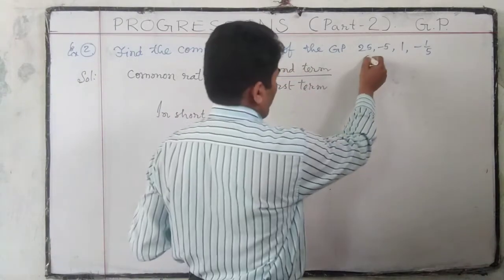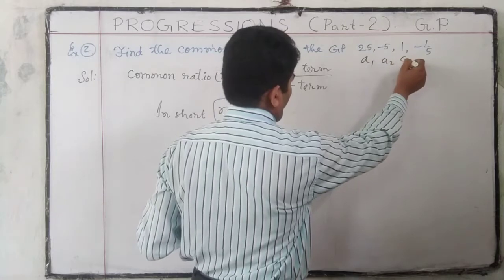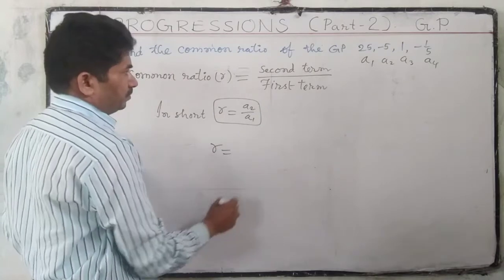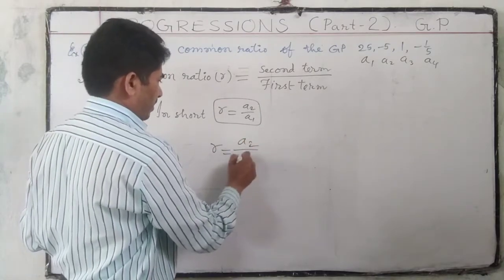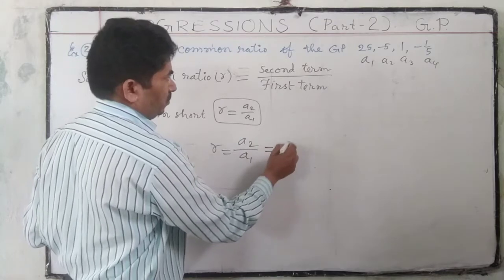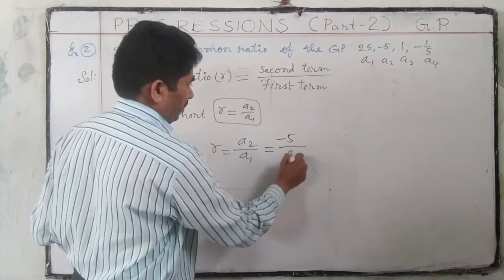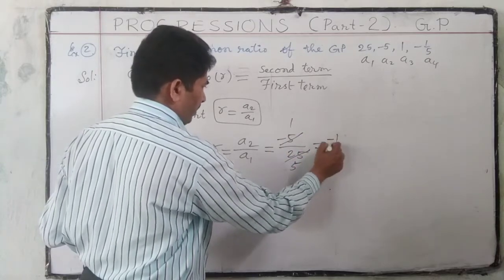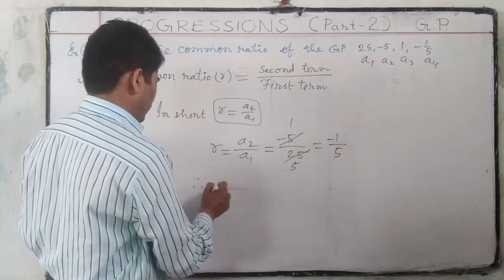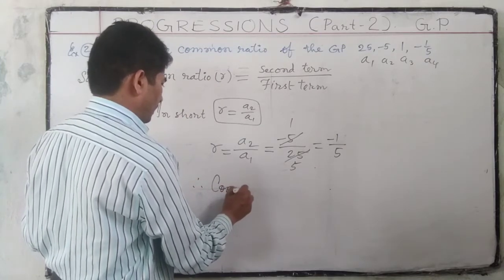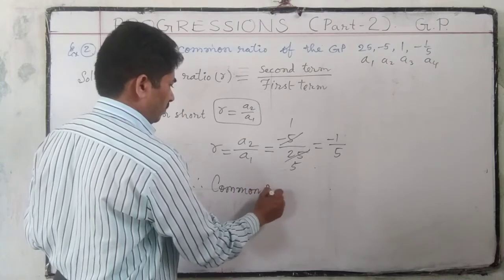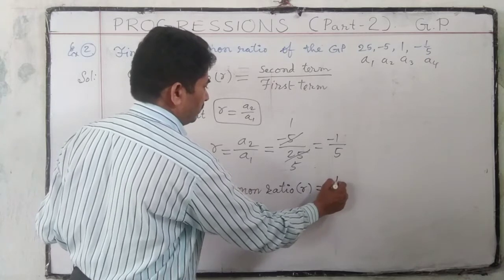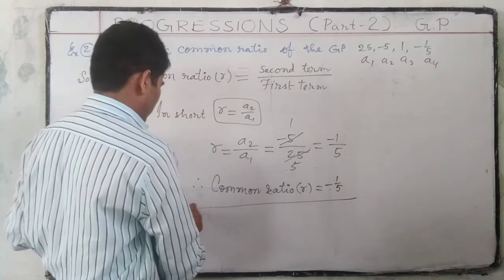So here these are a1, a2, a3, a4. So common ratio r is equal to a2 by a1, that is equal to minus 5 by 25, 5 ones are 5, 5 fives are 25, minus 1 by 5. Therefore common ratio r is equal to minus 1 by 5. So this is the answer.